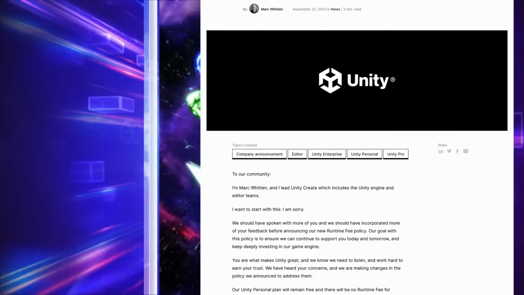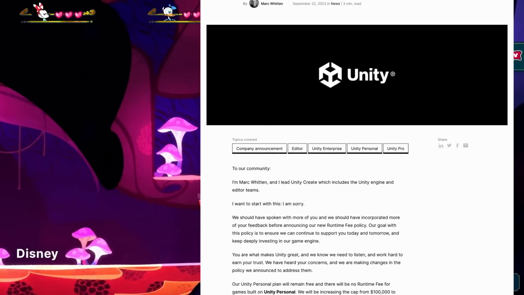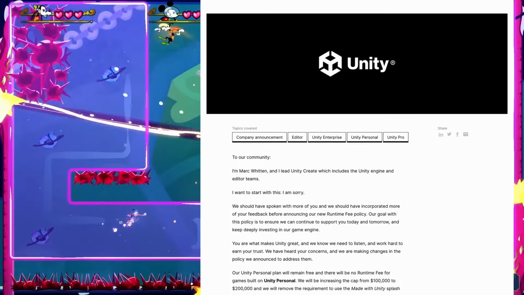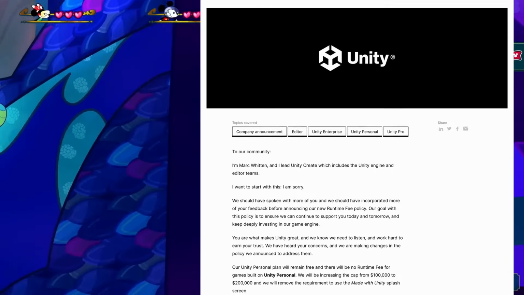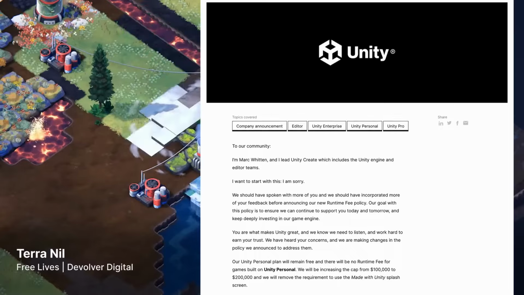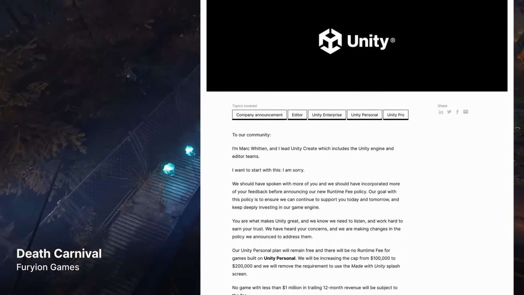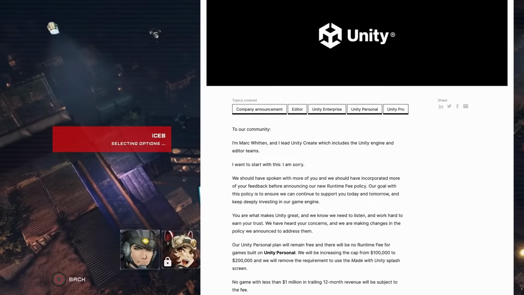Our goal with this policy is to ensure we can continue to support you today and tomorrow and keep deeply investing in our game engine. You are what makes Unity great, and we know we need to listen and work hard to earn your trust. We have heard your concerns, and we are making changes in the policy we announced to address them."